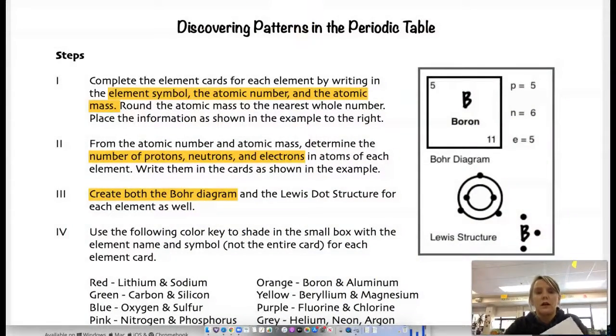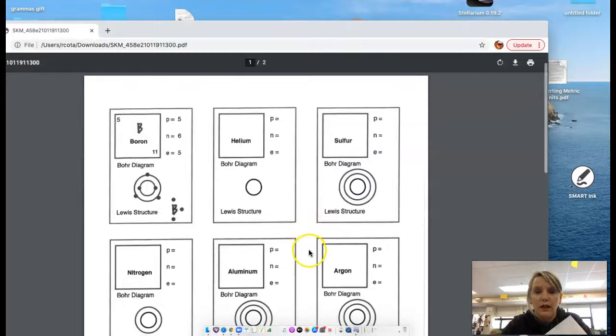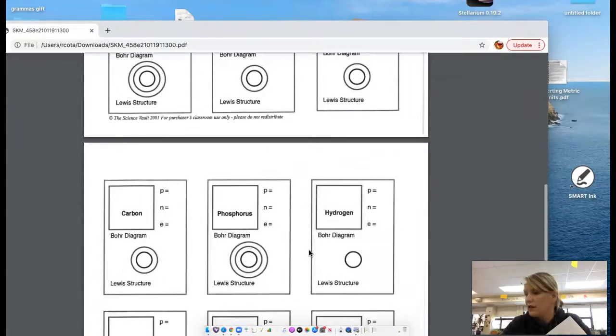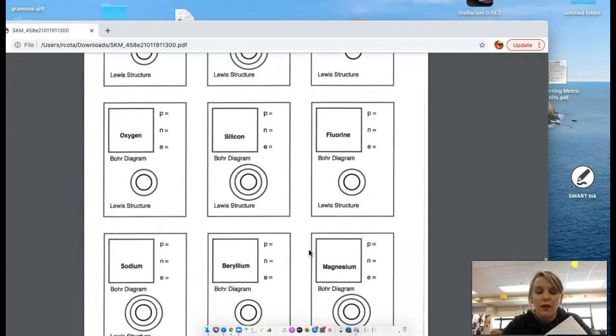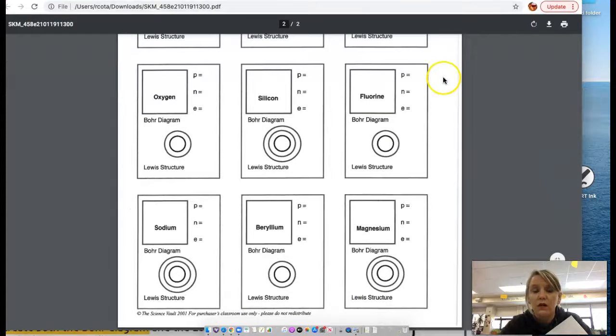All right, the first part of the project says to complete the element cards for each element by writing in the element symbol, the atomic number, and the atomic mass. Well, if you are here in class with me, you are going to be getting a couple sheets that have 18 of these elements that are all listed right there, and we are going to be cutting these out. If you are a distance learner and you're working on this at home and you have a printer, go ahead and print these out. That's going to be really helpful to you.